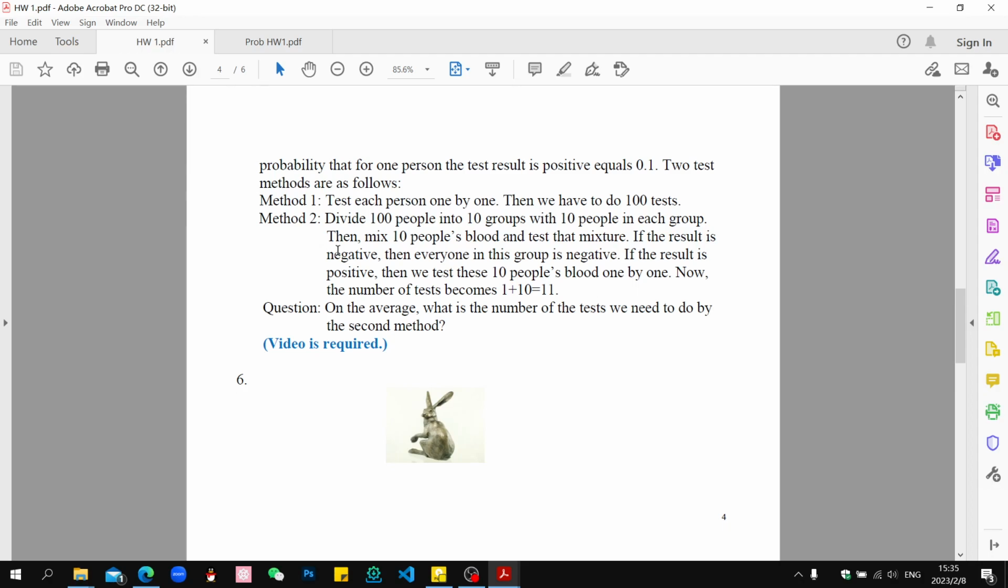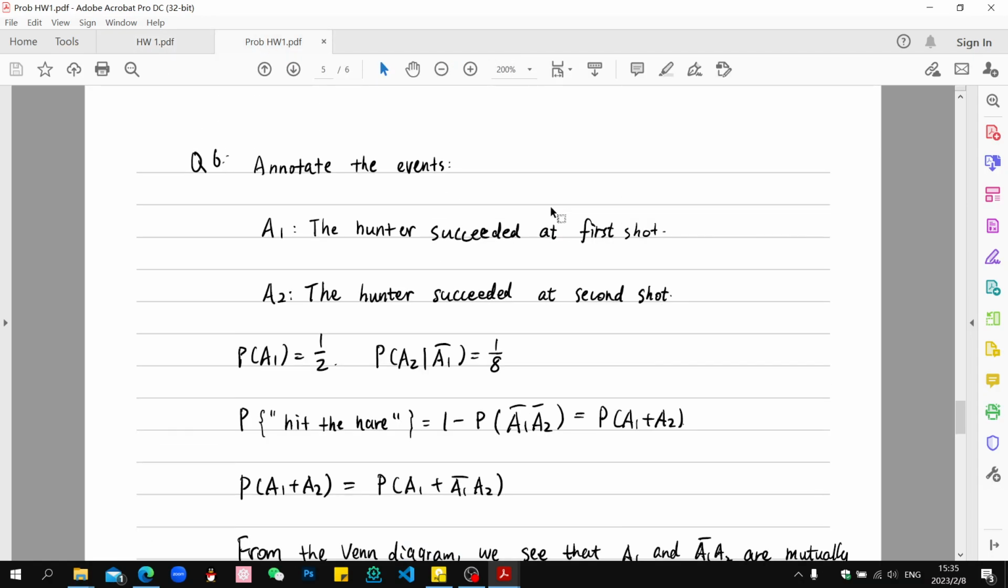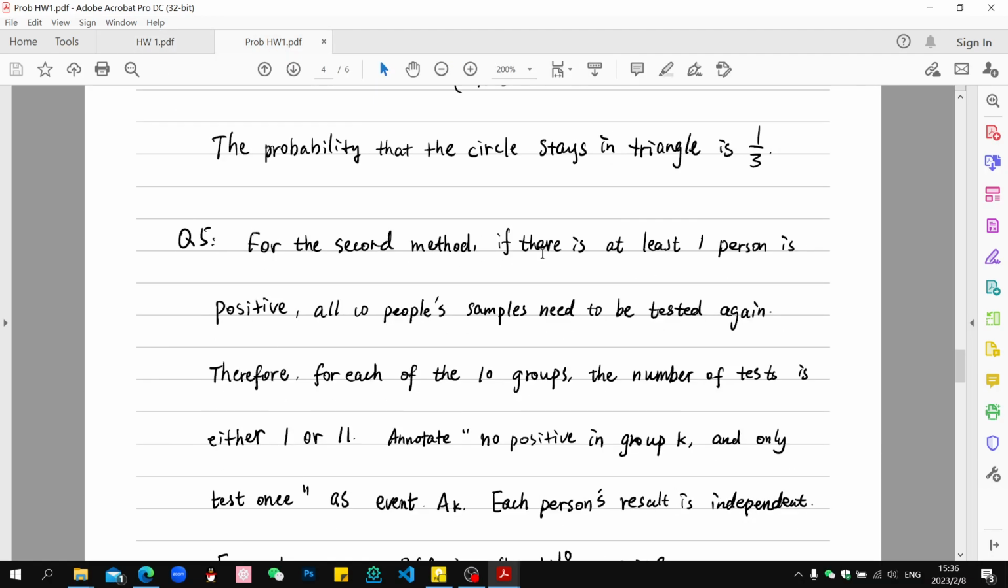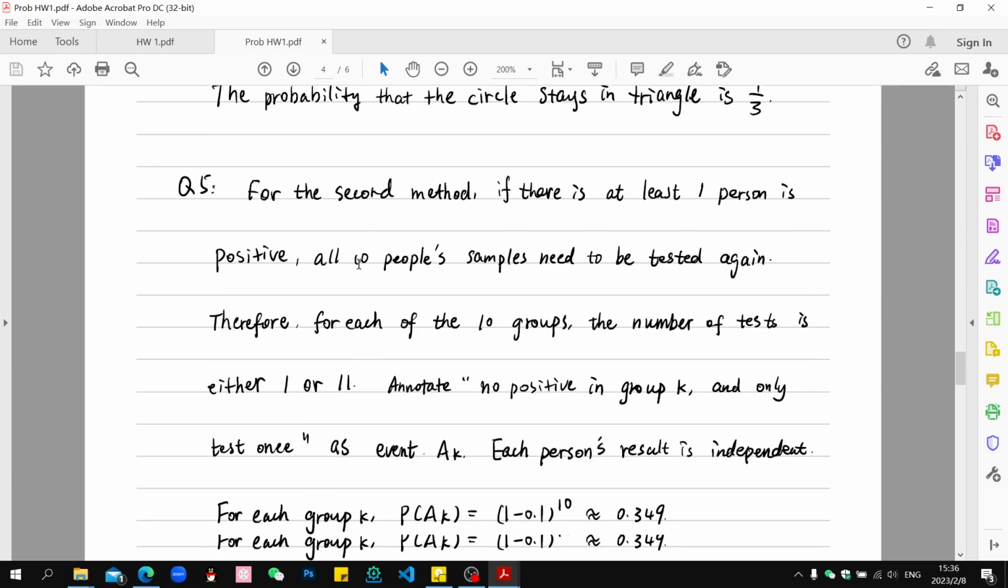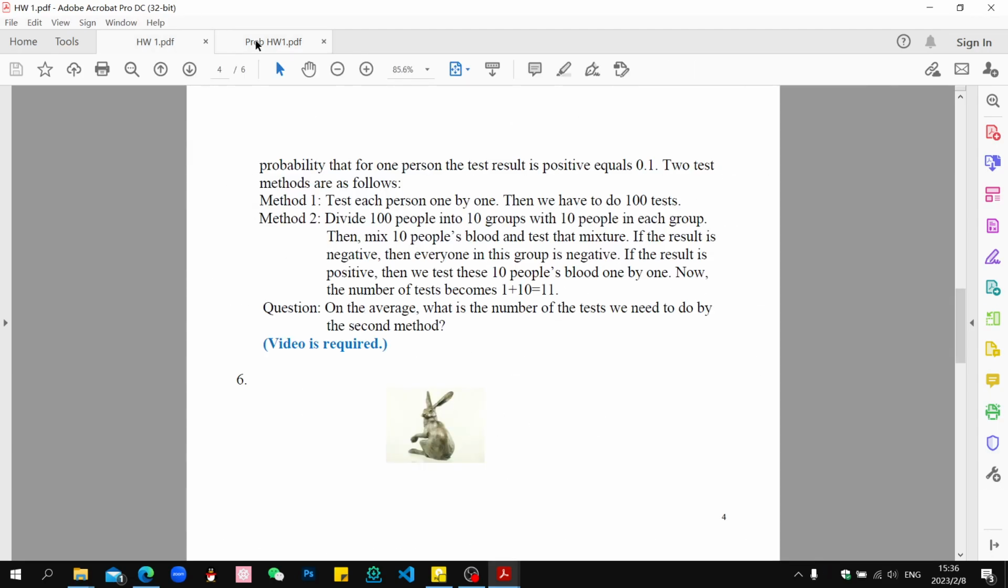And now the number of tests becomes 1 plus 10, which is 11. And the question is, on average, what is the number of tests we need to do by the second method? So, to start with, we need to analyze the method itself. We see that we divide 100 people into 10 groups, and we test by group. We do the test by group because we start from mixing the 10 people's blood and test the mixture.